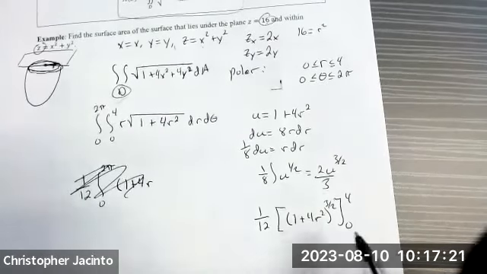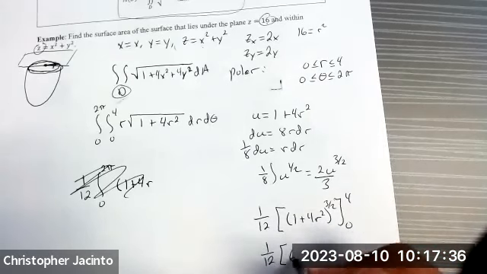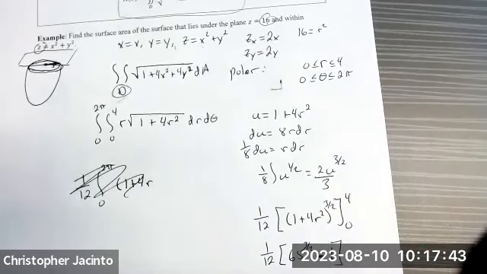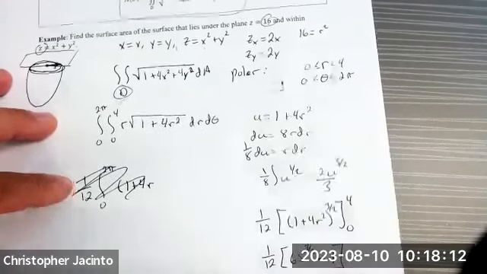Okay. All right, so plug in 4. You get 16. 16 times 4 is 64, plus 1 is 65. So we get 1/12, 65 to the 3/2 power. Plug in 0, we get 1, so just 1. Let me do this calculation for you guys. So I get 43.59 once I divide by 12.